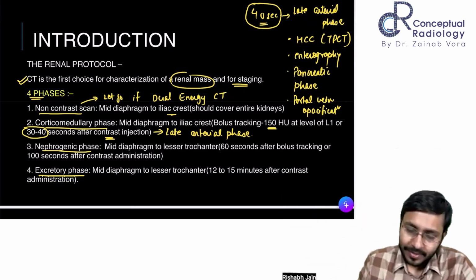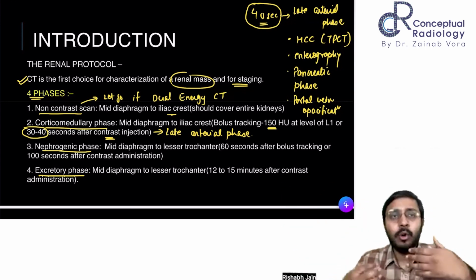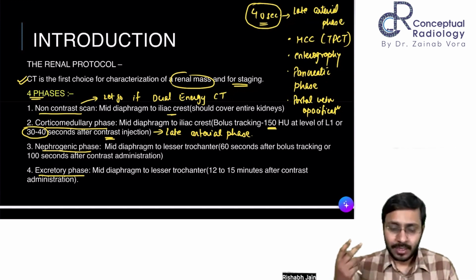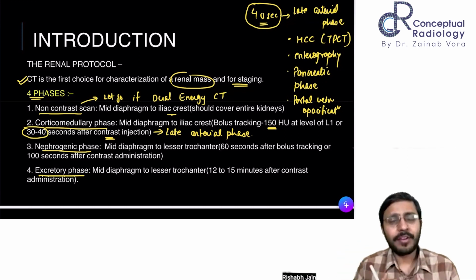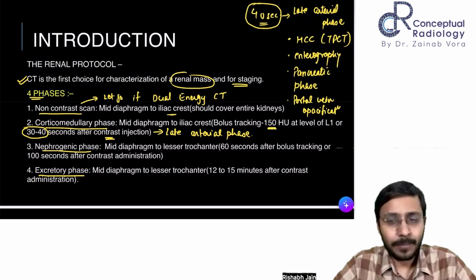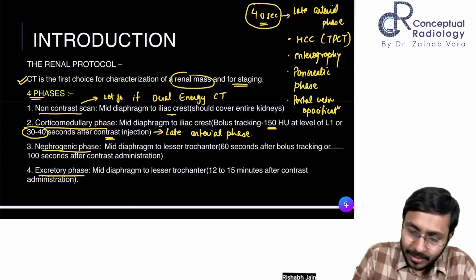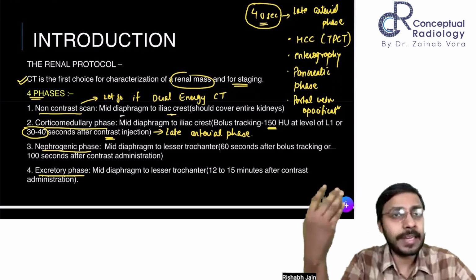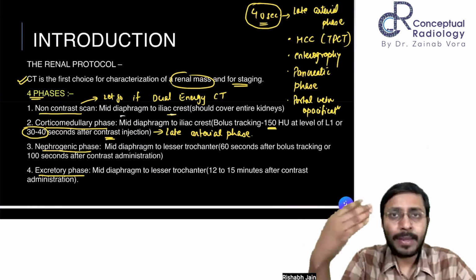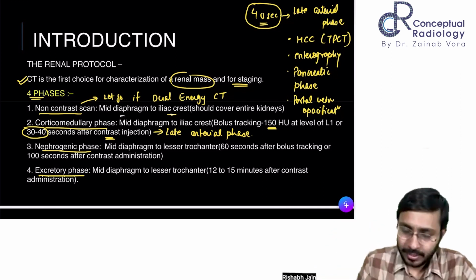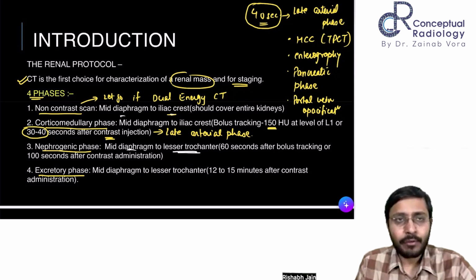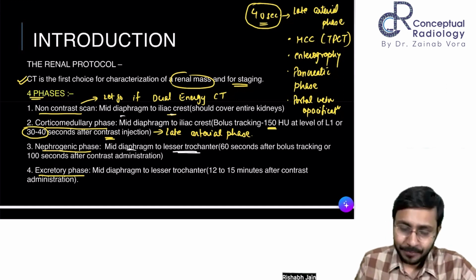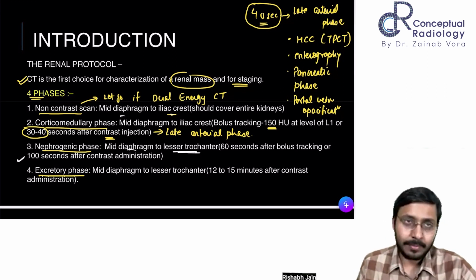Now, the nephrographic phase is again taken for the whole abdomen. The non-contrast and corticomedullary phases were taken for the upper abdomen, from mid diaphragm till your iliac crest, but the nephrographic phase, take it as a venous phase. So it will be for the whole abdomen, starting from your mid diaphragm all the way till your lesser trochanter. Your nephrographic phase will happen at 100 seconds from contrast administration.